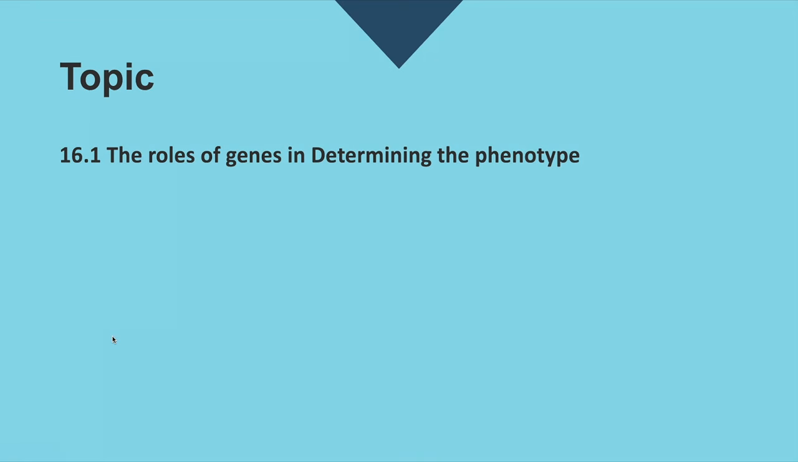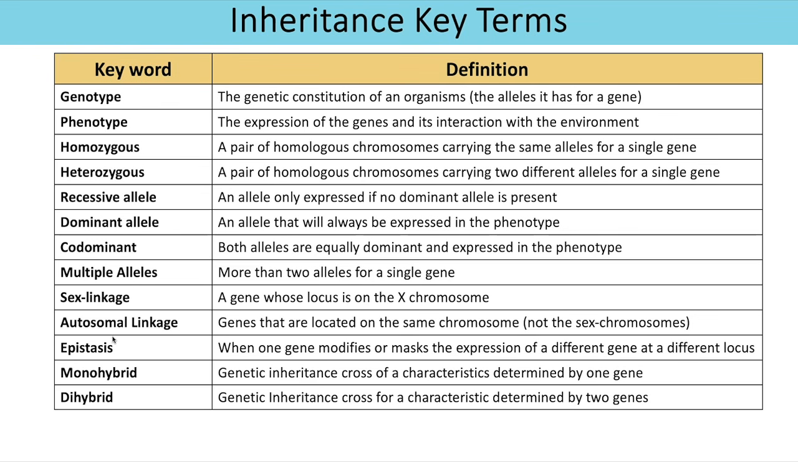Next then, we go on to the roles of genes in determining the phenotype. Here's a selection of essential key terms you need to know for inheritance. So we've got genotype and phenotype. The genotype is the genetic constitution of an organism, so it's the alleles it has for a gene, whereas the phenotype is the expression of the genes and its interaction with the environment.